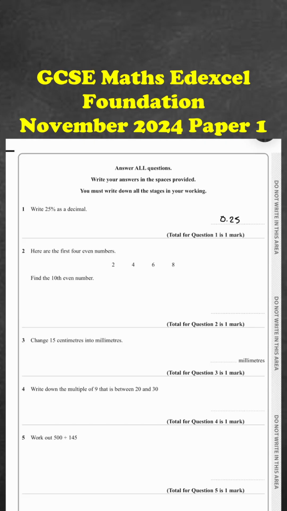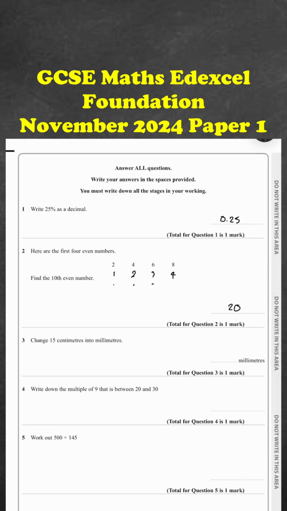Question number 2. Here are the first 4 even numbers. Find the 10th even number. So we have 1, 2, 3, 4. You can see that the first even number is just number 1 doubled, the second one is number 2 doubled, third one's number 3 doubled, so the 10th even number will just be number 10 doubled, which is just 20.